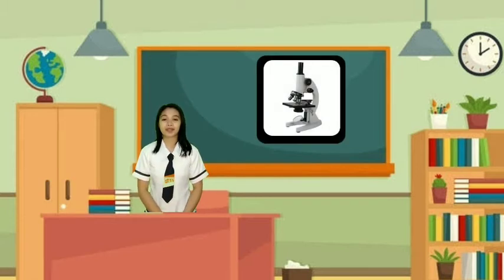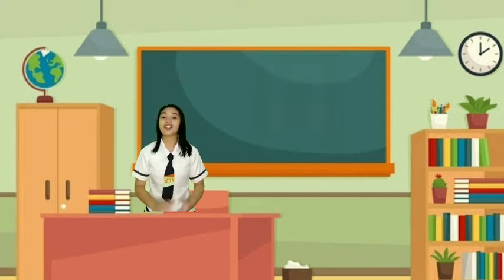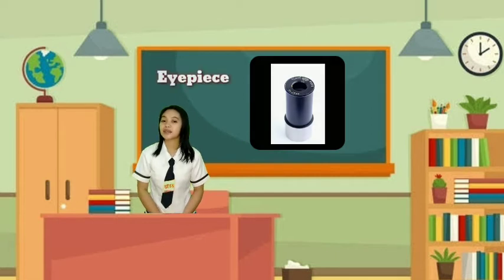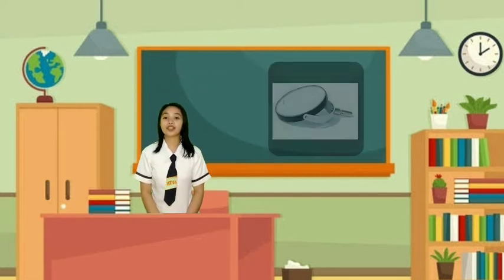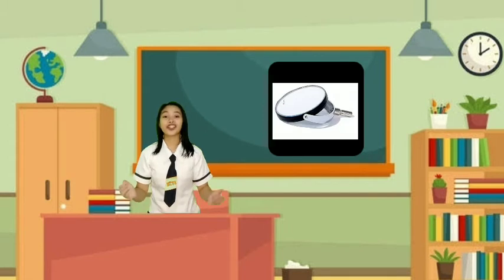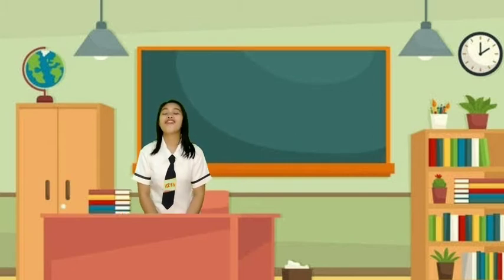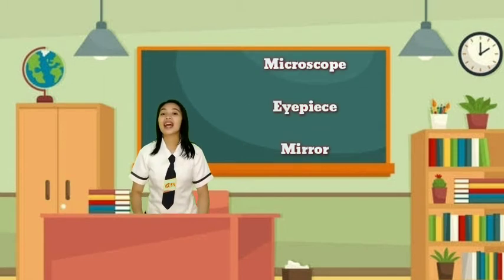What do you observe in the picture? Very good. You're correct. It is a microscope. How about the second picture? Very good. You're correct. It is the eyepiece. How about this third picture? What is it? You're correct. It is the mirror. Class, based on the activity that we had, what are the three pictures I have shown? Very good. Microscope, eyepiece, and mirror.